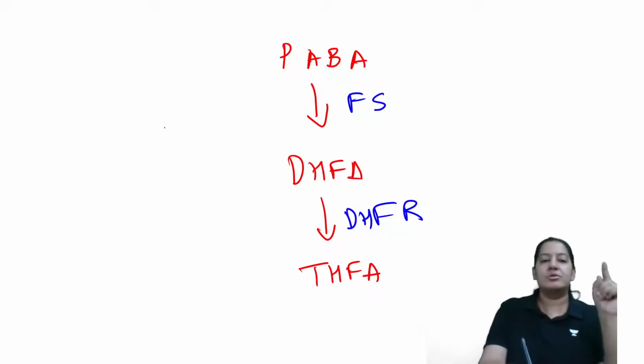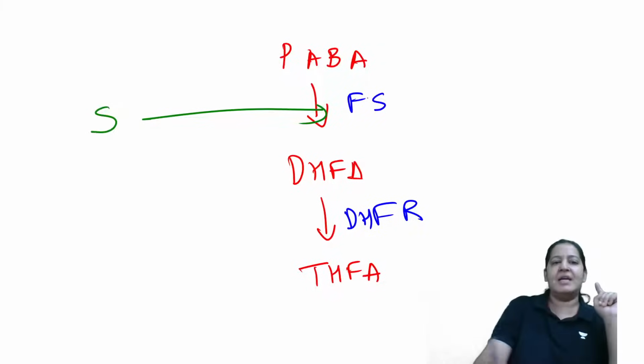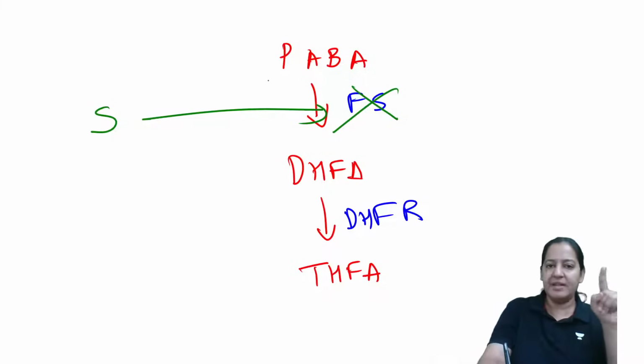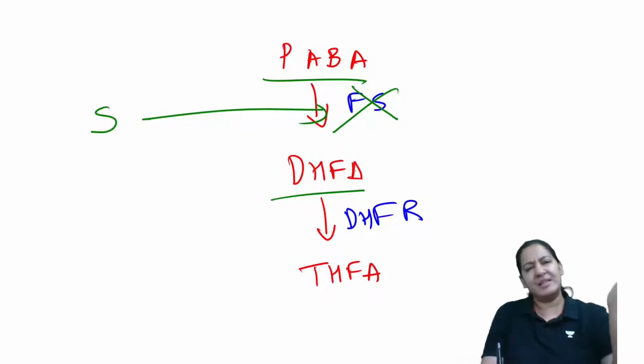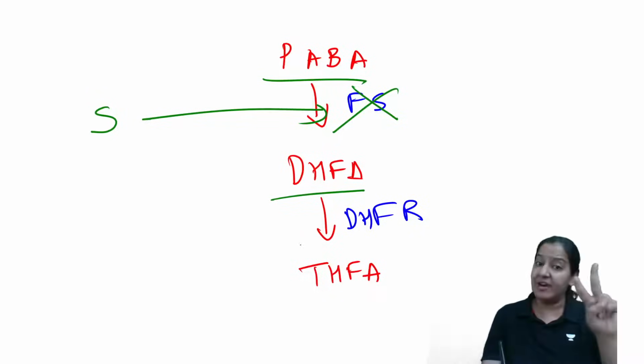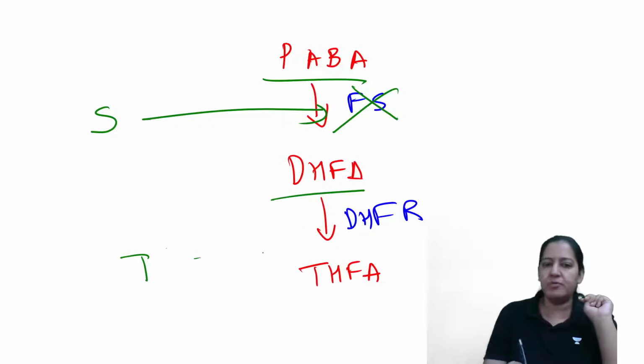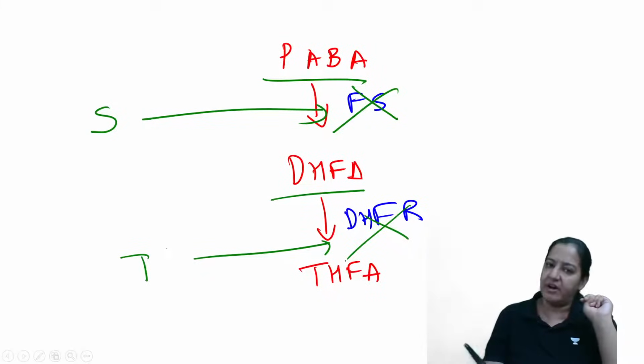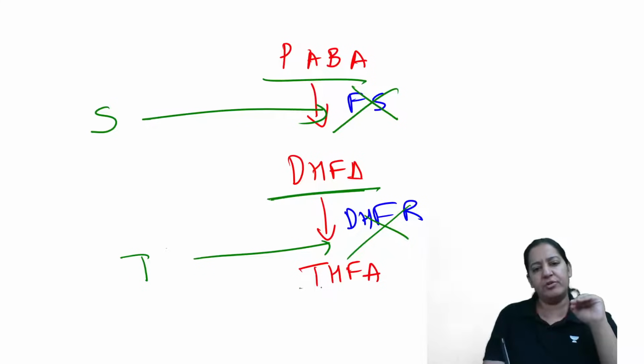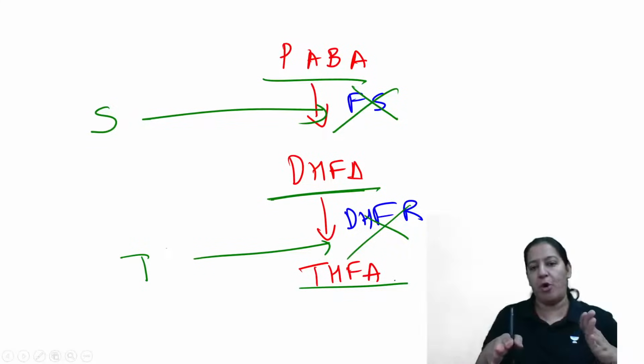Now we are having two drugs. The first drug, sulfonamide, is acting here, inhibiting this enzyme, inhibiting the conversion of PABA to DHFA. Even if a little bit happens by mistake, the second drug is present. The second drug is trimethoprim, which is inhibiting the second enzyme, that is DHFR, and inhibiting the conversion of DHFA to THFA. This is known as sequential blockage.